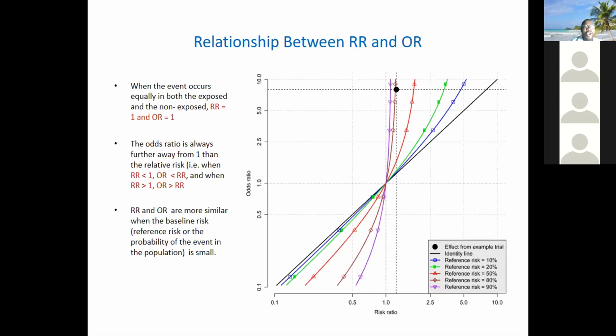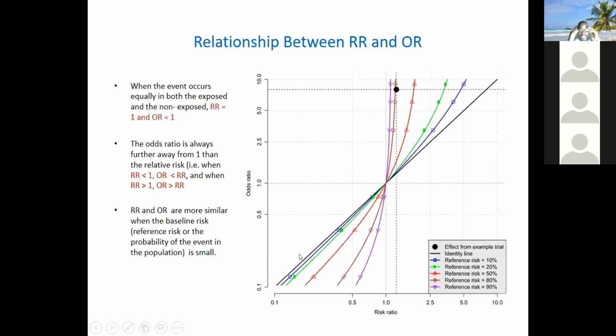Now, the odds ratio is always further away from 1 than the relative risk. We have already said that if one is 1, the other one is 1. Come and see how relative risk and odds ratio are more similar when the baseline risk, or the probability of the event in the population, is small.